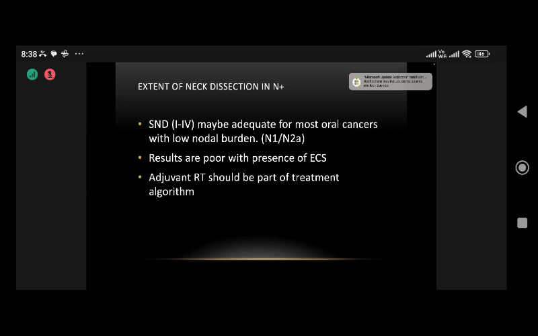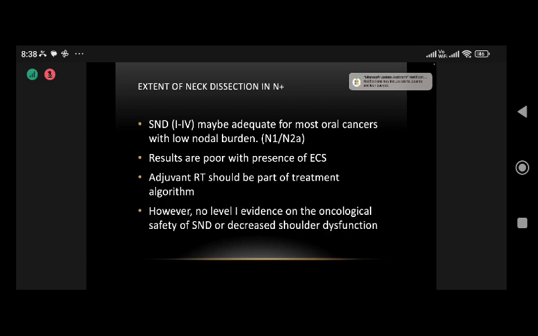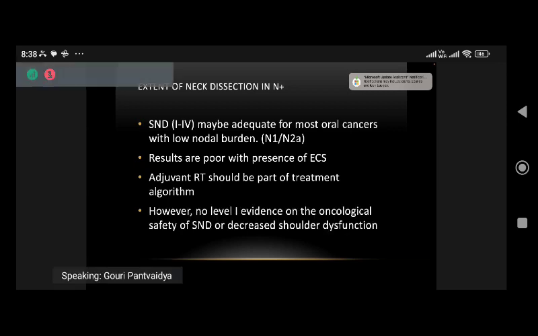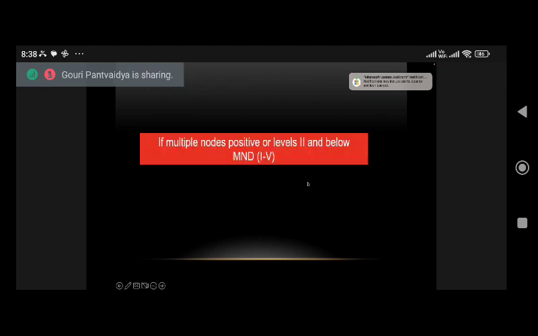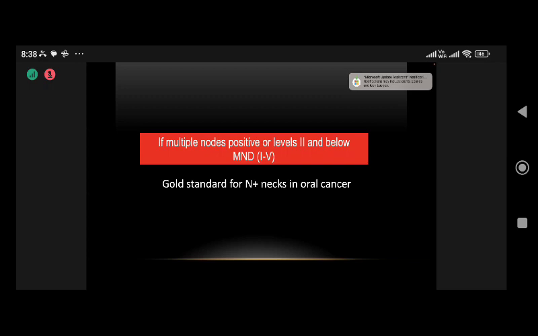Now, adjuvant radiotherapy should be part of the treatment algorithm if you're planning to do a selective neck dissection in a node positive patient. However, we have no level 1 evidence on the oncological safety of selective neck dissection or decreased shoulder function in node positive patients. So, if you have multiple nodes positive or levels 2 and below, as of today, the gold standard for node positive patients still is a modified neck dissection level 1 to 5.